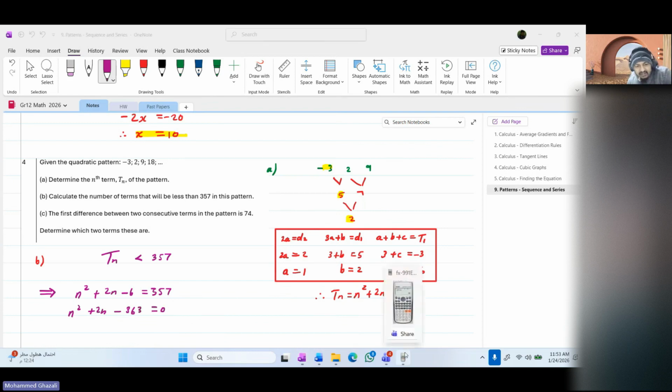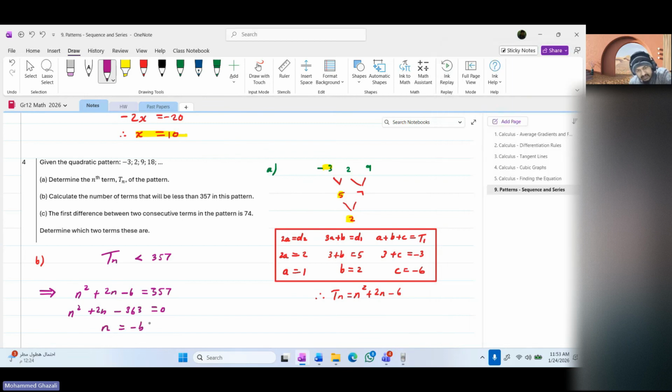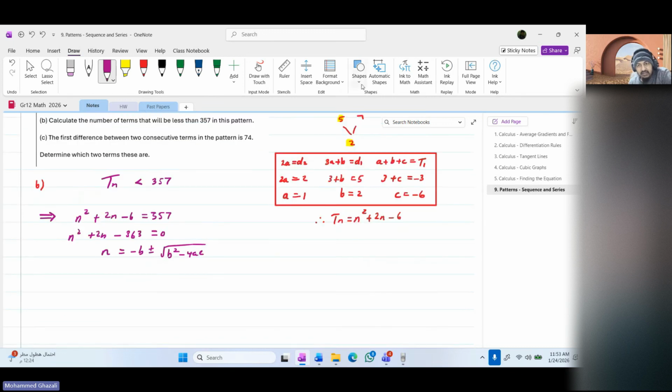Check if you can factor this out. Mode 5, 3, 1, 2, and negative 363. Okay, so I can't really factor this out. So I need to use the quadratic formula. So n is equal to minus b plus or minus the square root of b squared minus 4ac, divided by 2a.